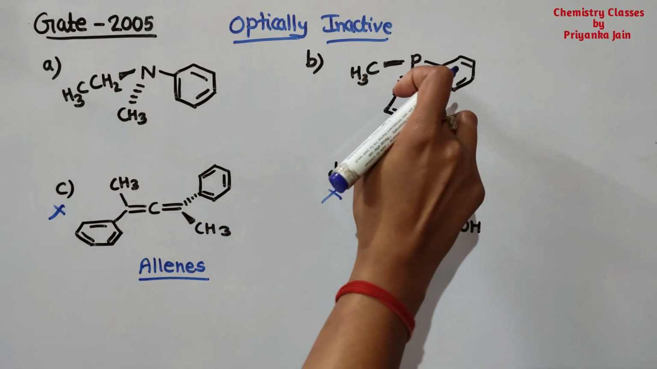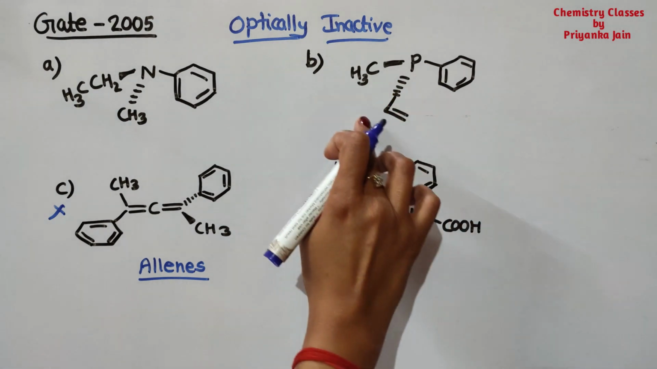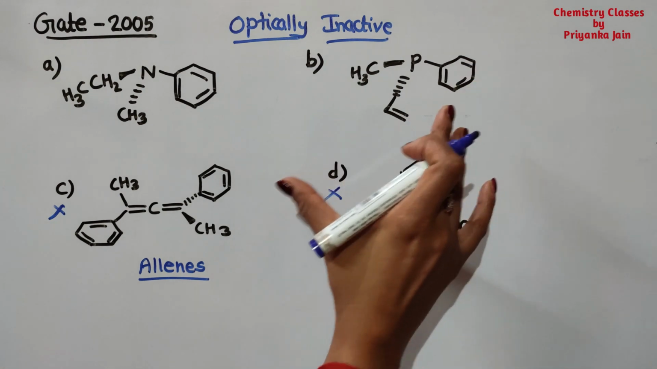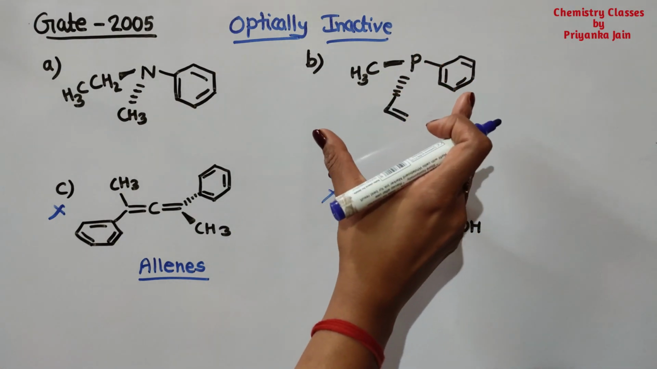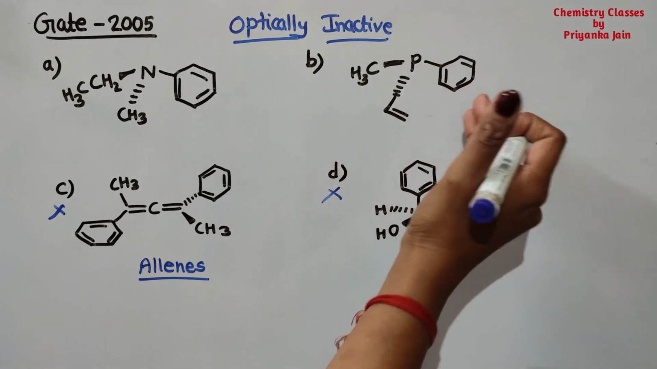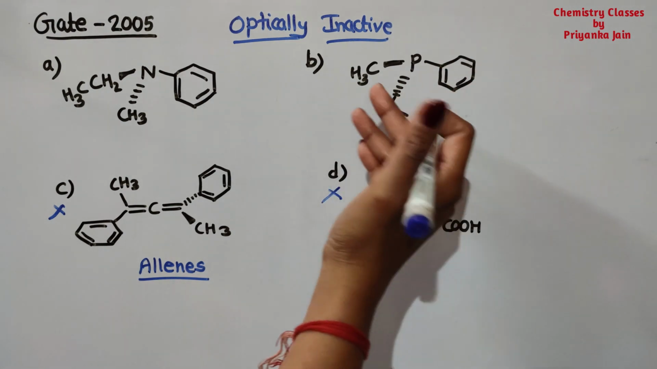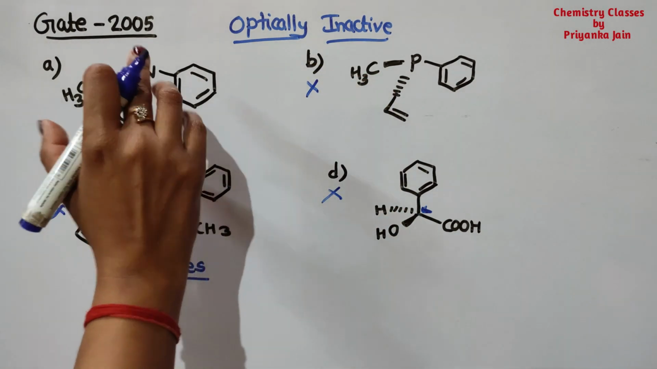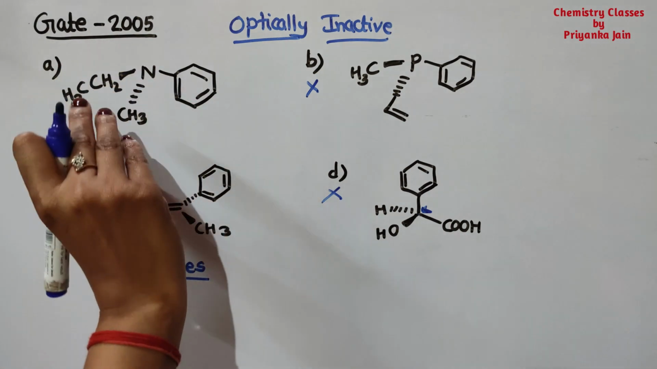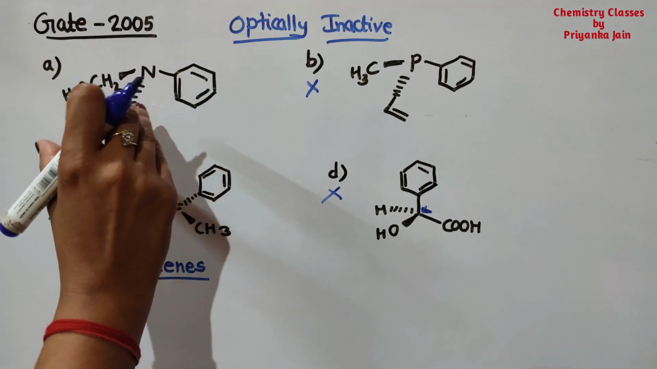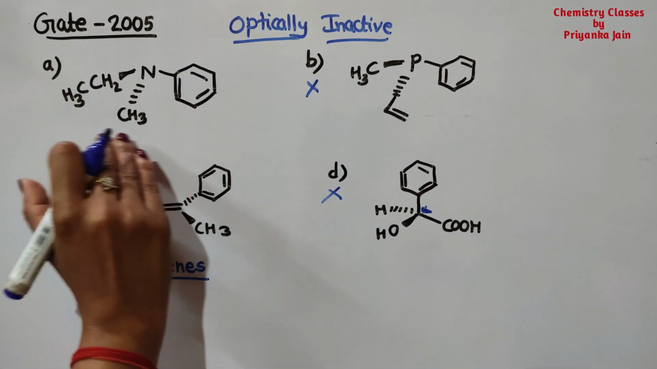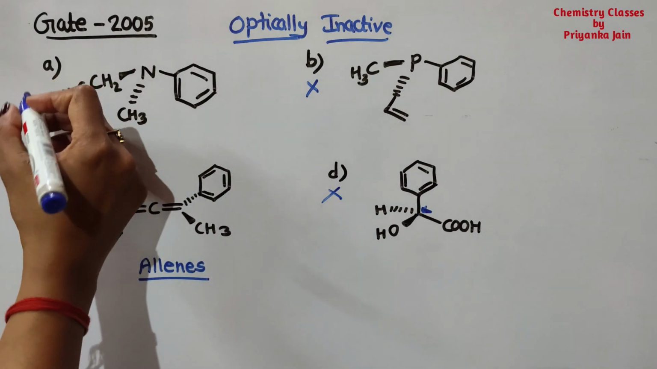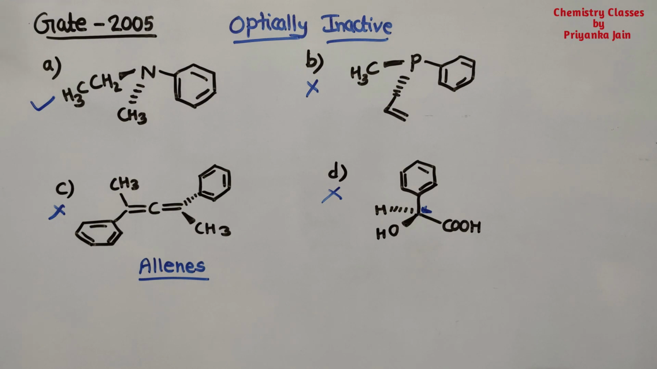Now see here, this is the phosphorus atom and 3 groups are attached to it, right? Phosphorus is a larger atom and bulky groups are attached to it, so it cannot oscillate. So it will make non-superimposable mirror images. So this is also optically active, and this option is also wrong. Now here nitrogen is a smaller atom, so the 3 groups about it can oscillate, so it will not make non-separable mirror images. They will get mixed up. So this will be optically inactive. So option A is the right answer.